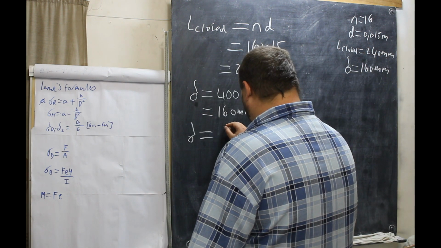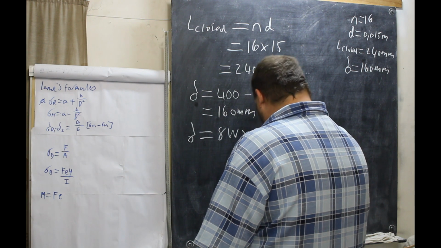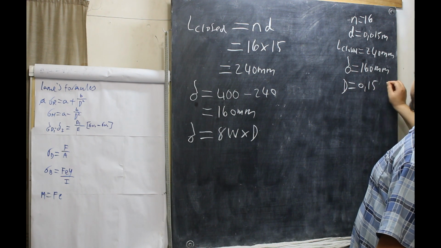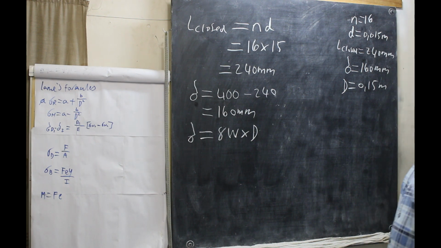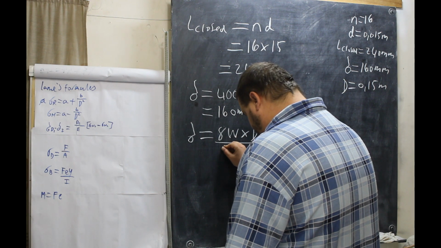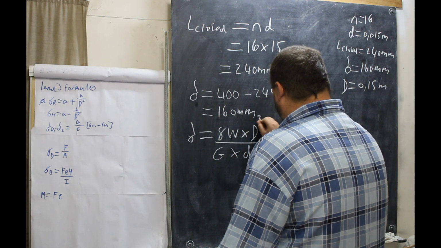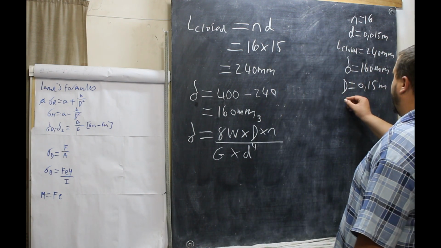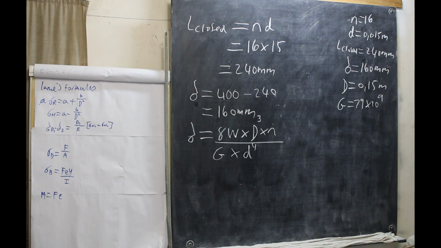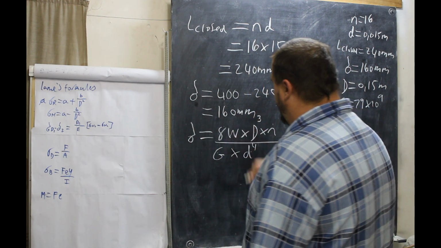Next formula is, now we're looking for W. So it's 8W times big D, where big D is equal to 0.15 meters, times N, all over G times little d, and this is cubed, that's to the power of 4. Now, G is 79 times 10 to the 9. Okay, let's see what we have so far. We have this, this, this, this, and this. We do not have W.